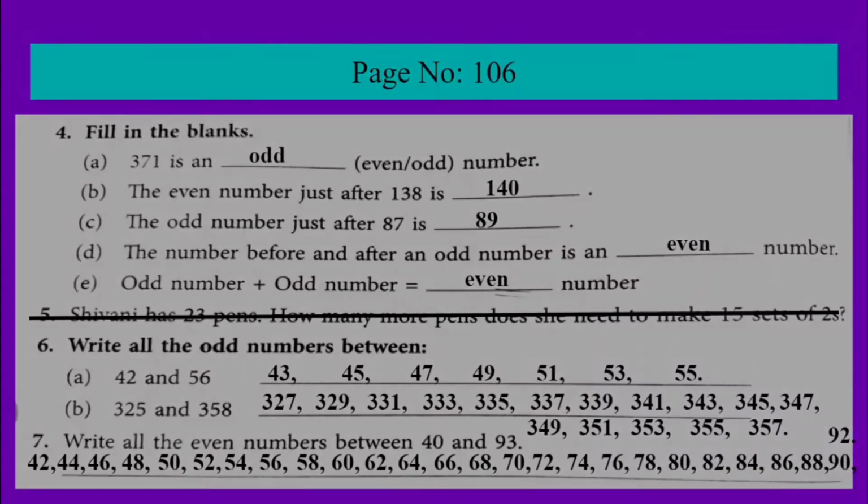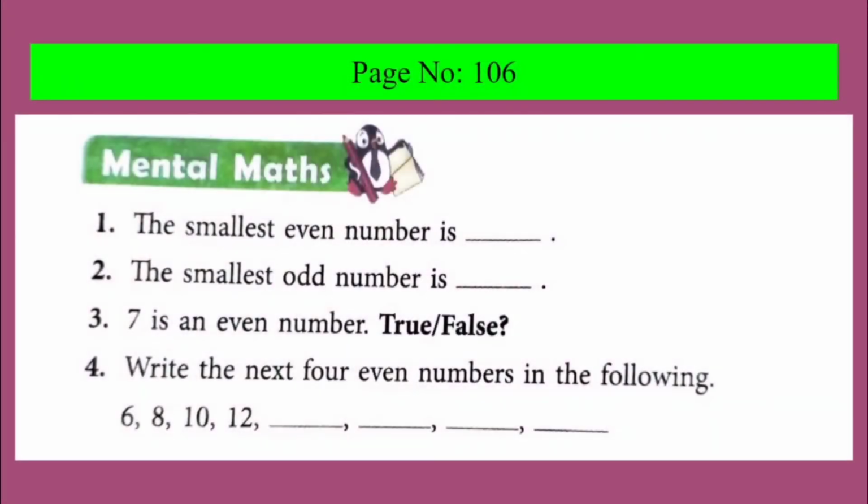Now let us do some mental maths on page number 106. The smallest even number is dash. The first question is, the smallest even number is dash. So children, which is the smallest even number?